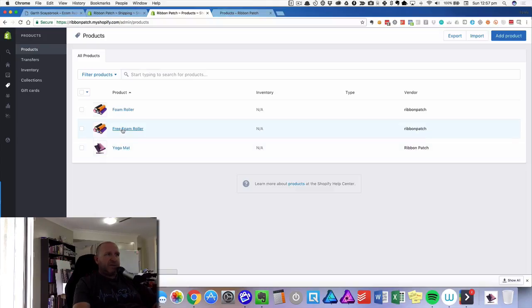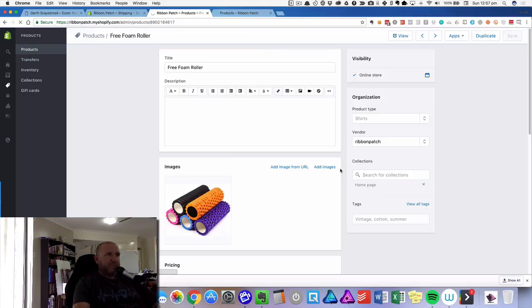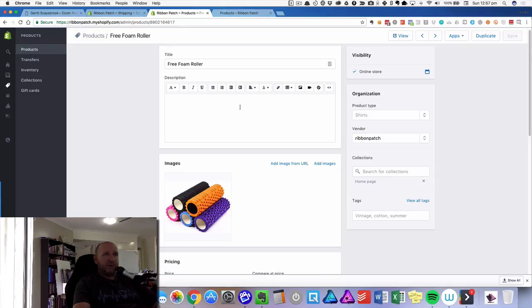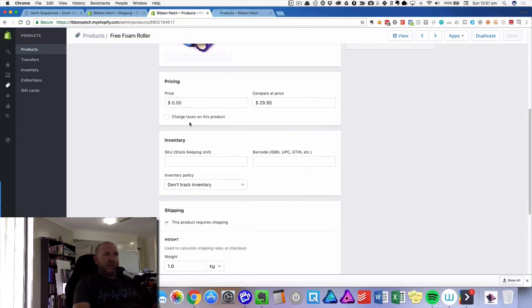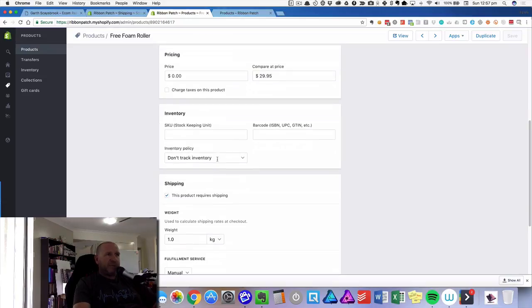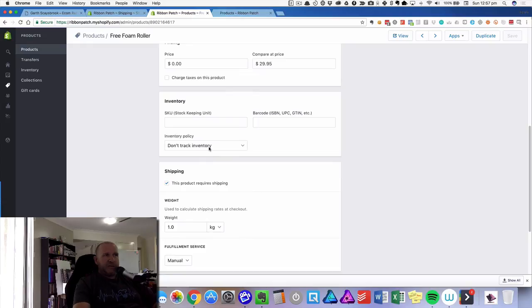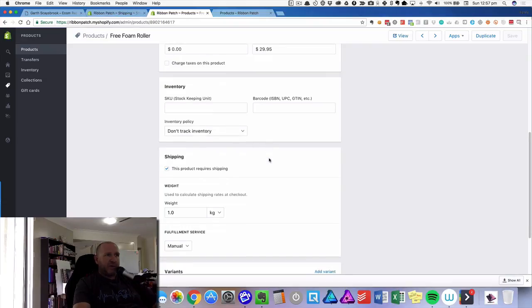So let's have a look at how you would set up the free foam roller, for example, that we're selling in this one. These are products, pretty simple. All I've done is given it a title and put one image in there. The pricing we put at zero, and the compare-to price we put at the normal price that product would be. We don't charge taxes here, so we take that out. Tick the box that says require shipping. Currently we're not tracking inventory, but if you do have inventory, you would put that in, or if you're using Oberlo, you would let Oberlo track it.